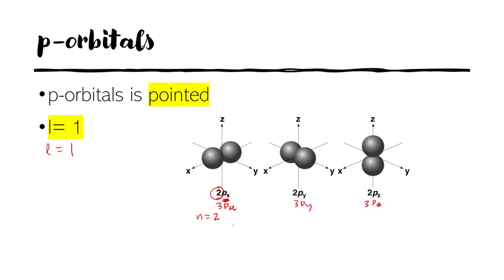Can you find orbital 1py when n equals to 1? Is it possible? This one is not possible, because L only equals 0. The maximum number of L can only be 0 when n equals to 1. So orbital P does not exist when n equals to 1. I hope you are clear with that.